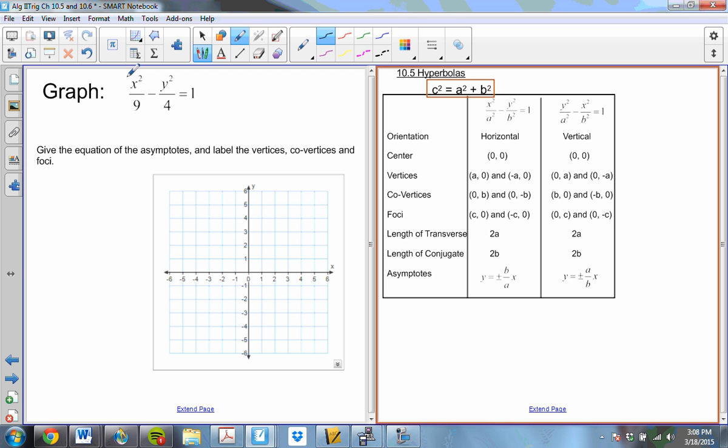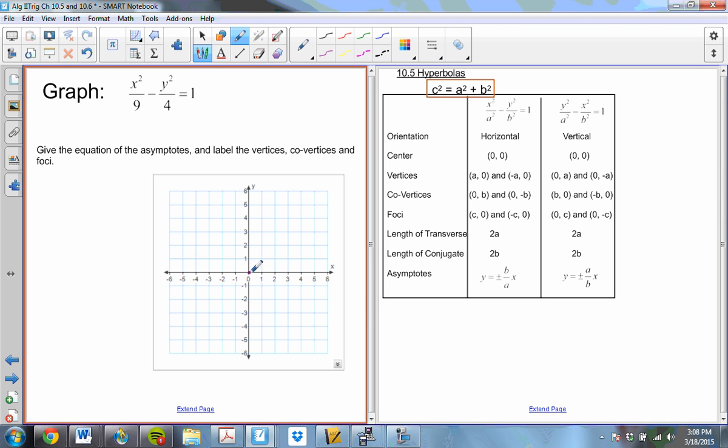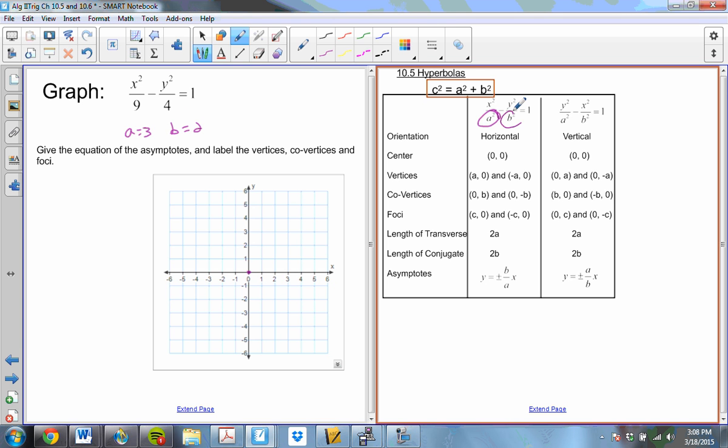And just like before with ellipses, A and B stand for distances. Don't think about them as points, think about them as distances from the center. Every hyperbola we graph in this class will have a center of 0, 0. Well, my A value is 3, and my B value is 2, so you always do the square roots of these things over here. You always do the square roots.